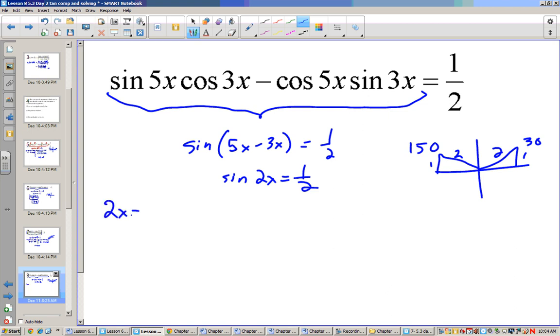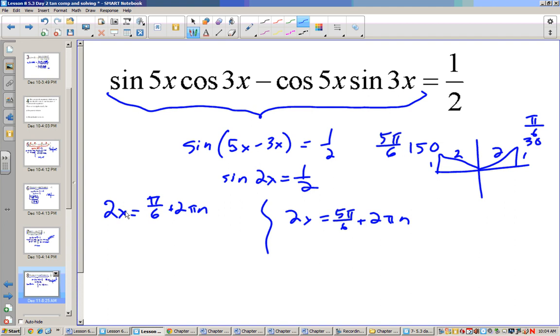So 2x is going to, oh, and this is x, so hopefully you're reminding me to go to radians. I almost made a mistake there. 2x equals pi over 6 plus 2 pi n, and 2x is equal to 5 pi over 6 plus 2 pi n. Now if you divide by 2, this would be pi over 12 plus pi n. If I divide by 2 over here, this would be 5 pi over 12 plus pi n.